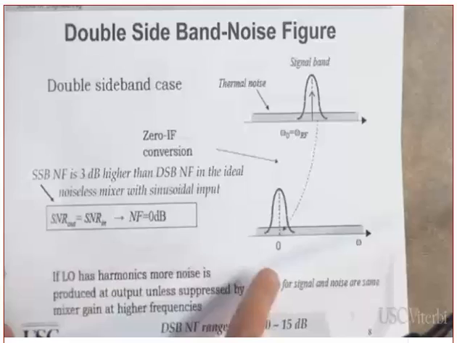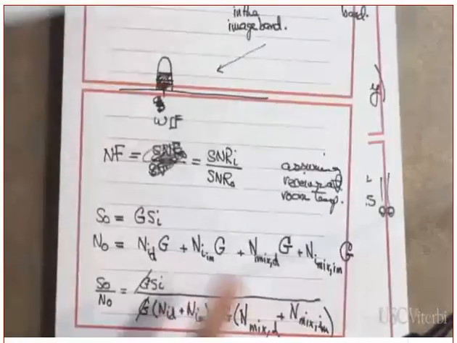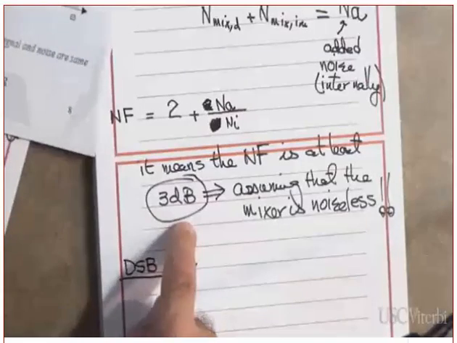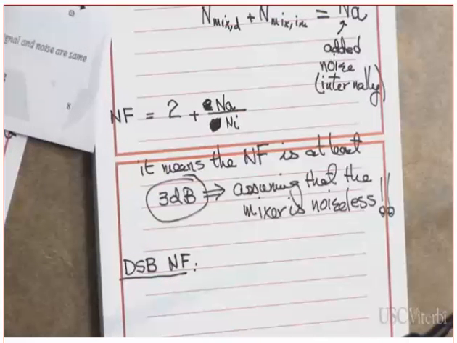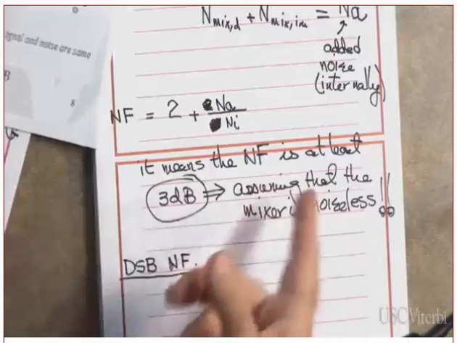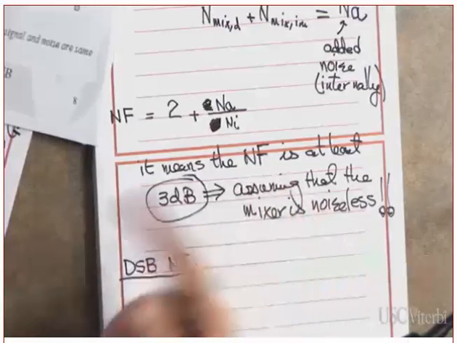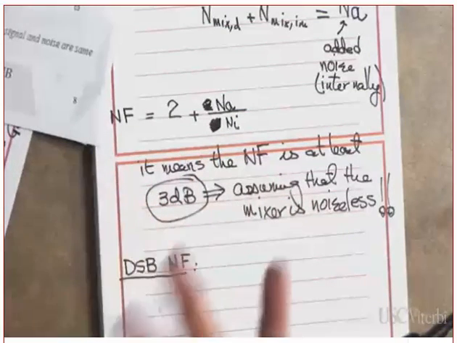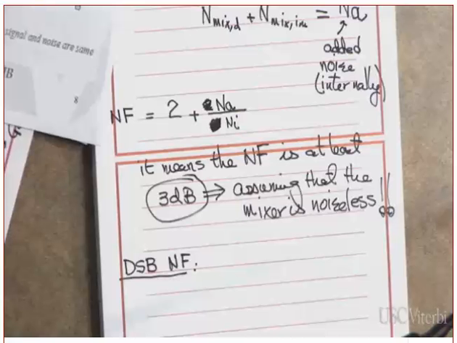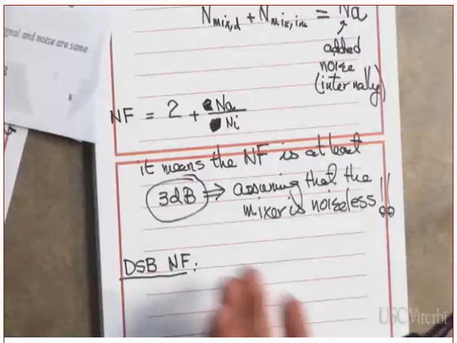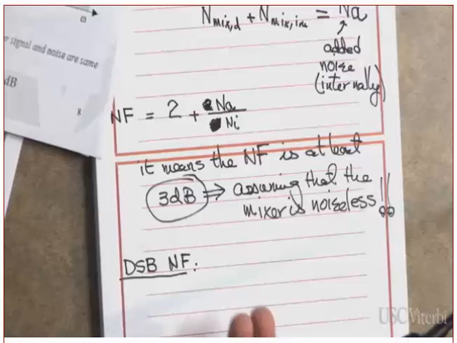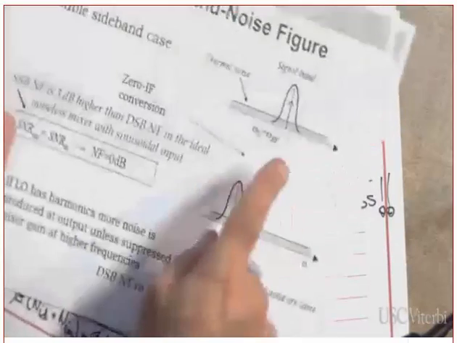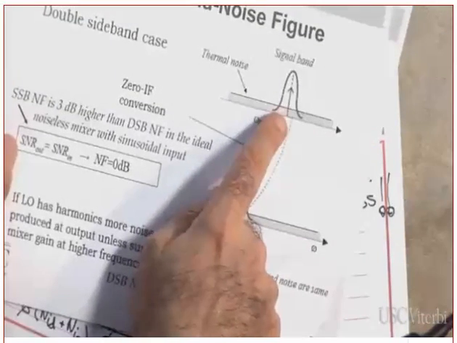Which means the noise figure of this one will be lower than this. Why? Because instead of two, we will have one. Did you get this or not? By the way, if the mixer is noiseless, what is the noise figure? In dB, 0 dB. You follow me or not? But there is no such thing as a mixer which is noiseless. Clear?